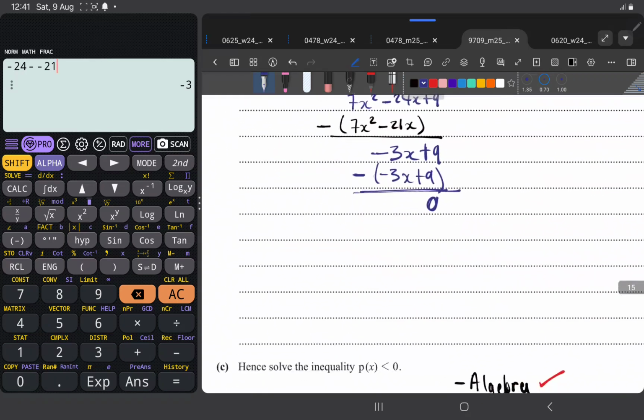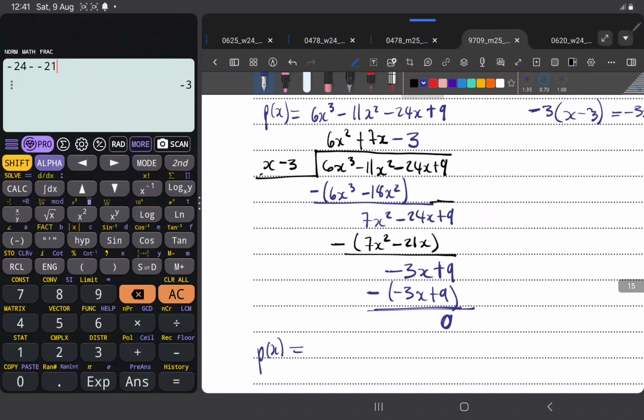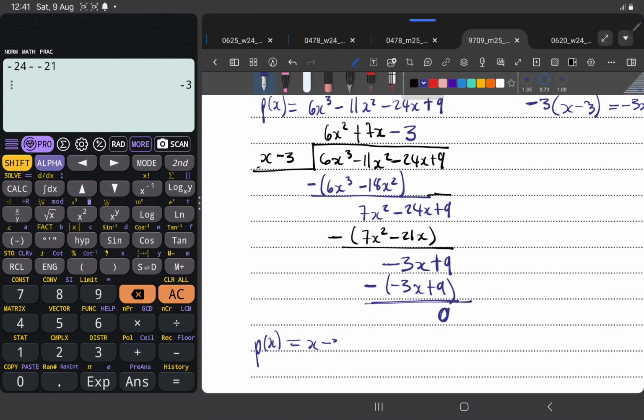So what are we going to have now? We can say that our p of x is actually going to be equal to x minus 3, and this x minus 3 is multiplying the solution, which we now get: 6x squared plus 7x minus 3. Now our job is to just factorize the second part, which is quadratic, which you have to be very good at. There is no explanation, there is no excuse. You have to be good at factorizing a quadratic thing. So now you're going to just factorize this quadratic thing, and you're going to get your solution now.